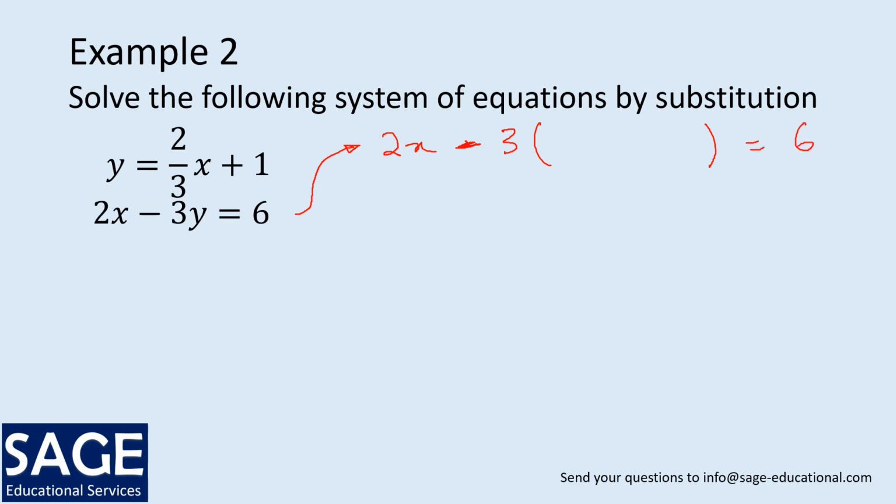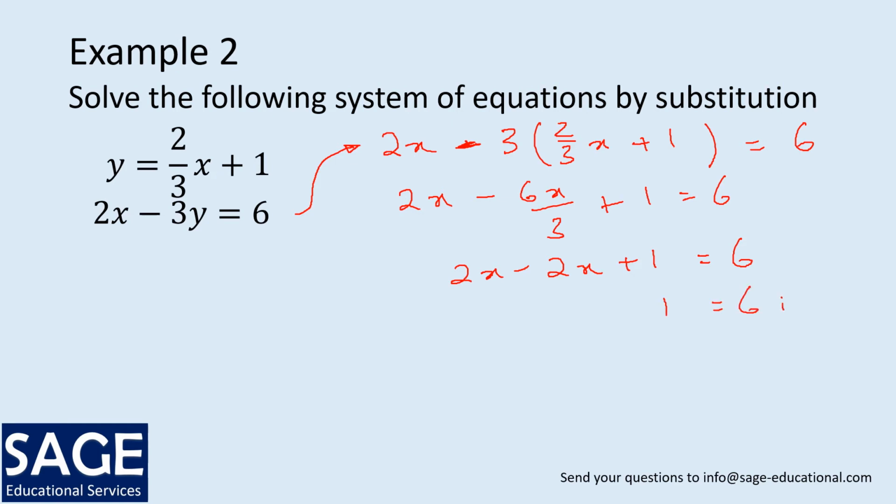So y is equal to 2/3 x plus 1. In the second equation, I'm going to replace y by 2/3 x plus 1. Now I'm going to simplify this, and I get 2x minus 6x/3 plus 1 is equal to 6, which gives me 2x minus 2x plus 1 is equal to 6, which gives me 1 is equal to 6. Now this is impossible.